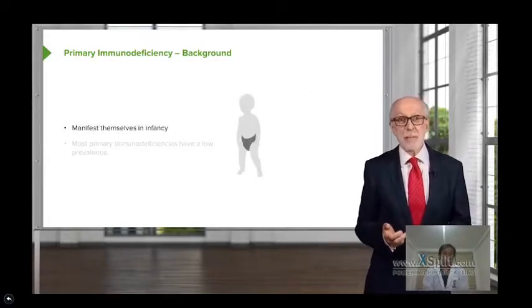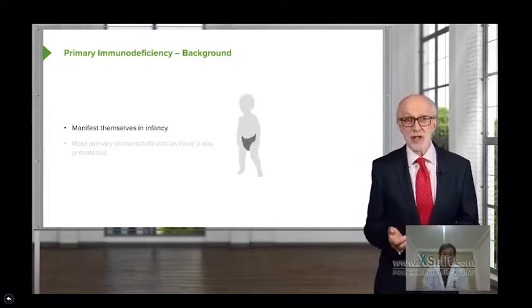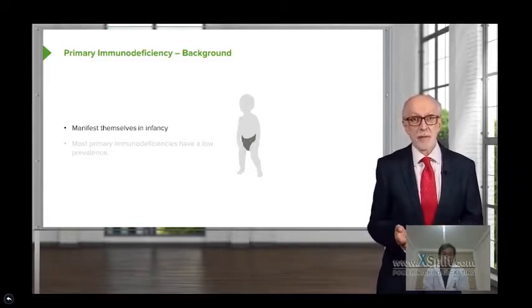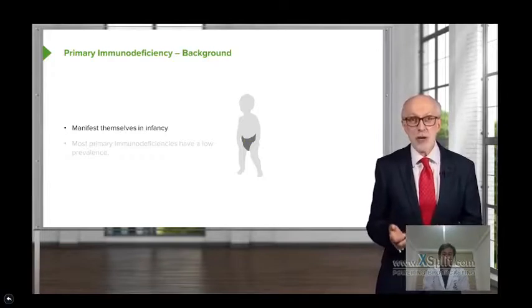These diseases tend to manifest themselves in infancy. The vast majority of them are inherited gene defects. Therefore, you tend to pick them up in the early years of life. When infants are a few months or 1 or 2 years old, they'll keep getting recurrent infections, they'll be investigated for this, and in some of those individuals, they will be found to have a primary immunodeficiency.